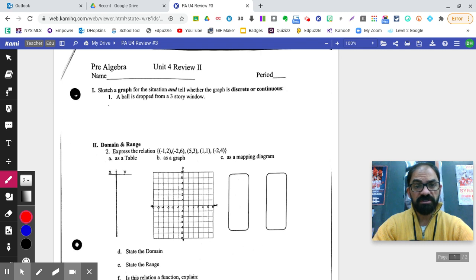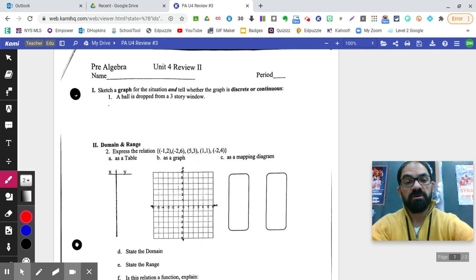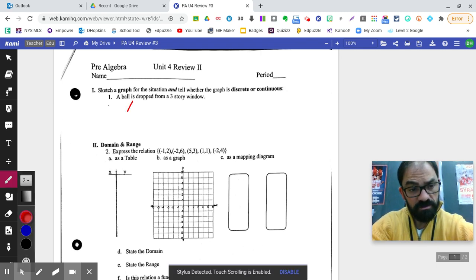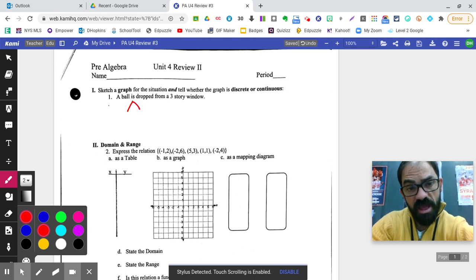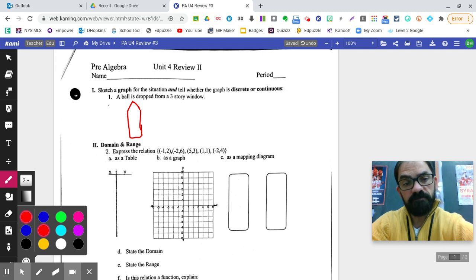So the very first one, it says sketch a graph for the situation and tell whether it is a discrete or continuous graph. So a ball is dropped from a three-story window. So if you've got, let's draw this, a house here. That's a beautiful house. Yep. And you drop a ball. It's probably going to take a path similar to this. So this is your graph.